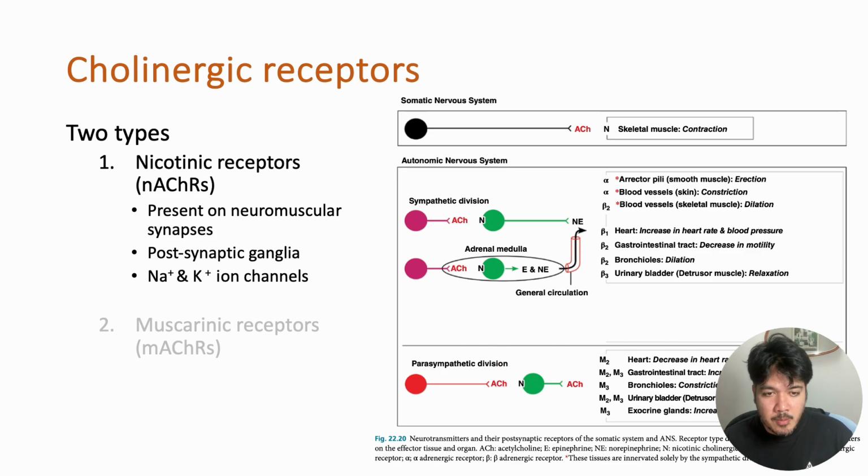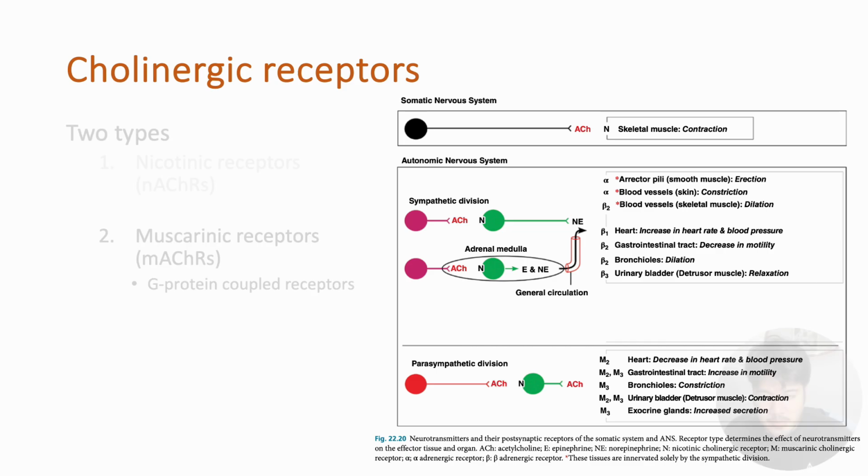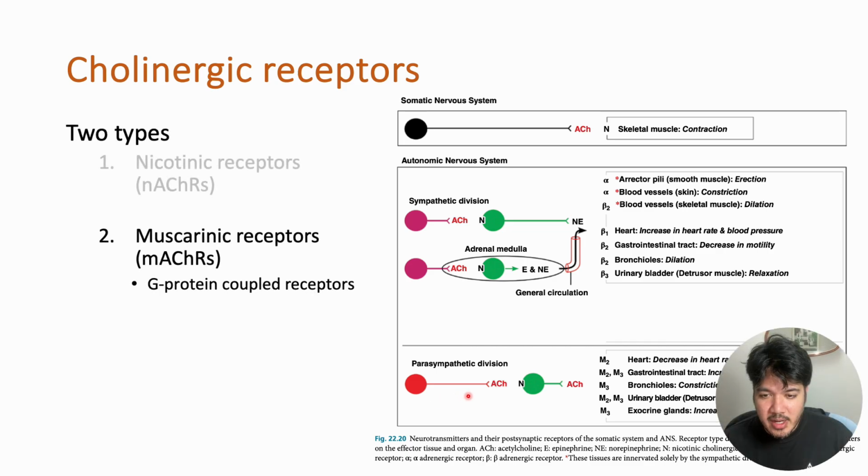All right, so muscarinic receptors, on the other hand, are found primarily in your target organs of your heart, your gastrointestinal tract, your bronchioles, urinary bladder, as well as your exocrine glands. So let's just go over that. They are G protein coupled receptors.